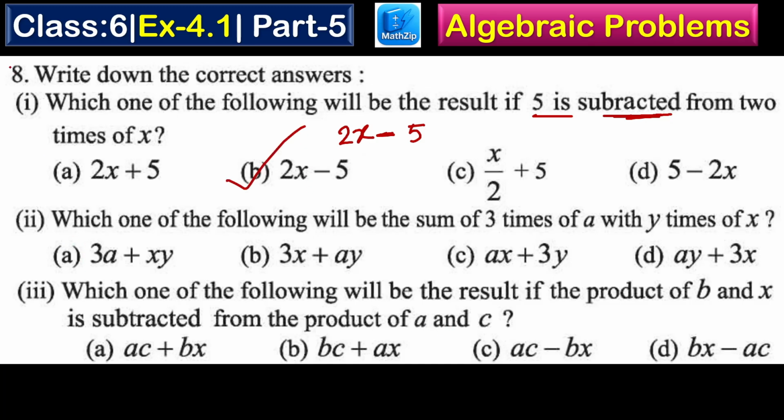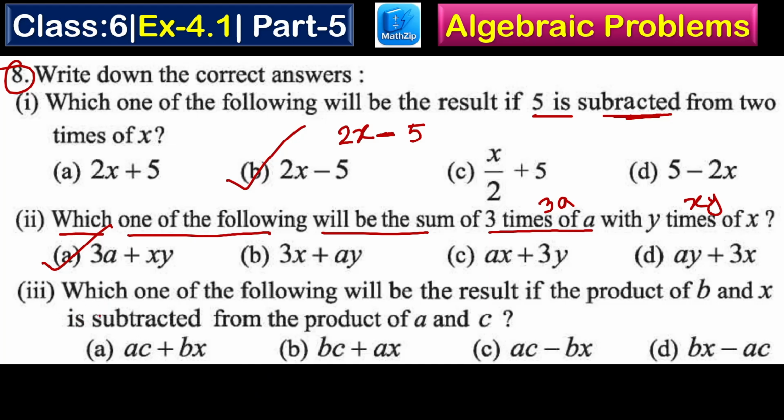Number 2 of question 8. Which one of the following will be the sum of 3 times of a and y times of x? Sum of 3 times of a means 3a, and y times of x means xy, and this becomes a summation. So the result will be 3a plus xy. This is our result.